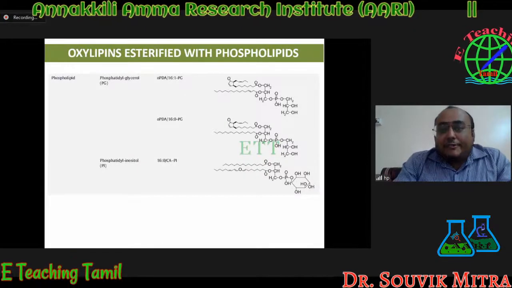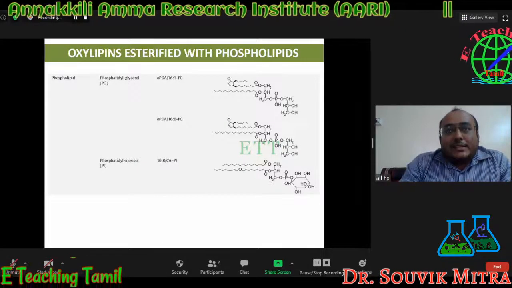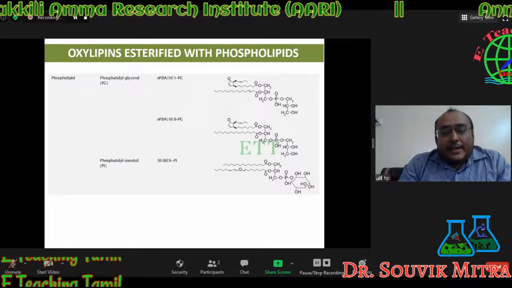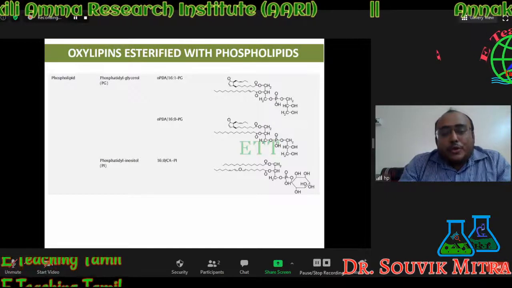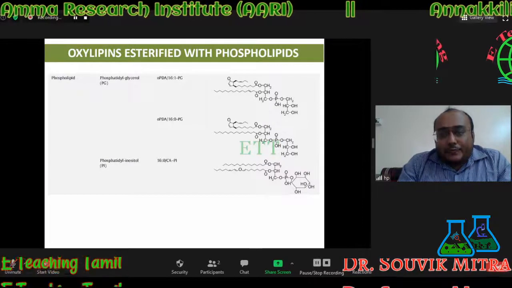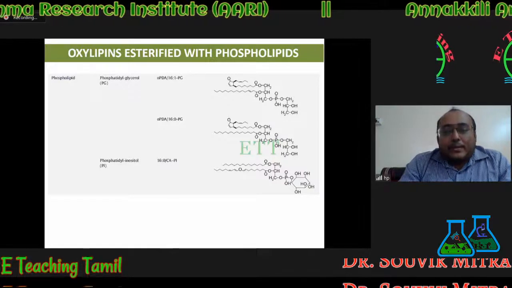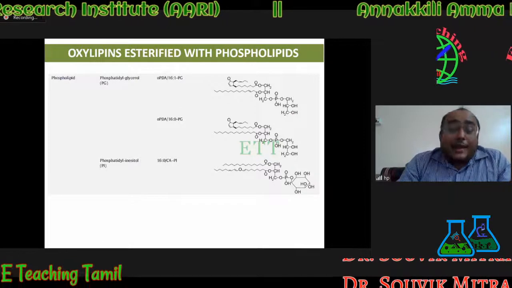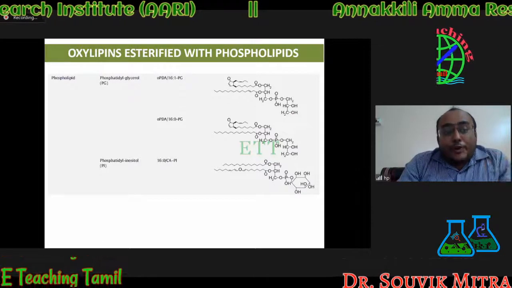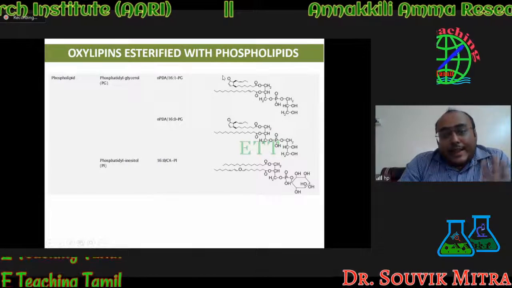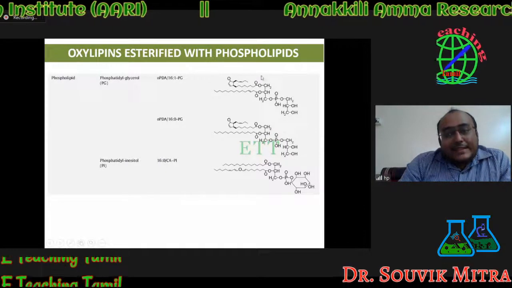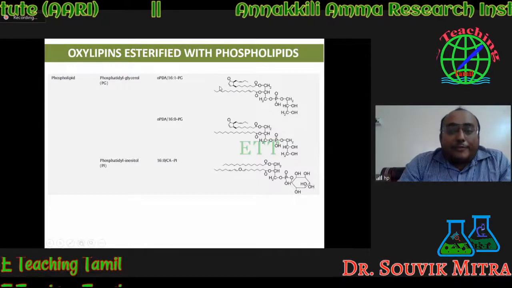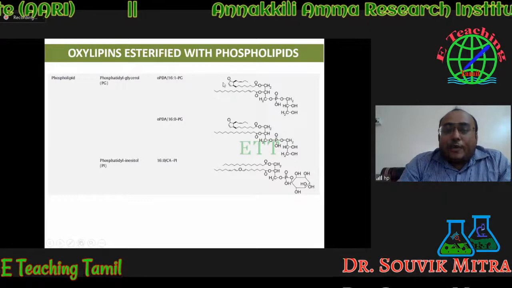Next, esterified oxylipins. As I said, the structural diversity of oxylipins is high, and it has now become very high due to the discovery of different kinds of esterified oxylipins. In the membrane you can find phospholipids and glycolipids, in which fatty acids are attached to the glycerol moiety. If these fatty acids are modified due to oxidation, they form modified fatty acids.